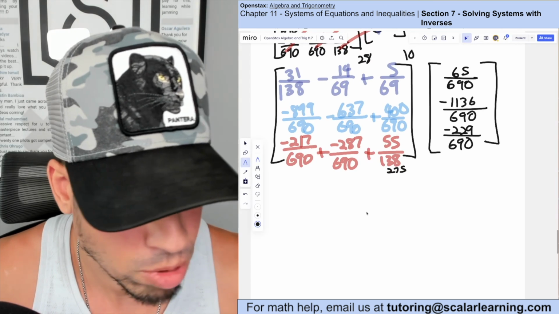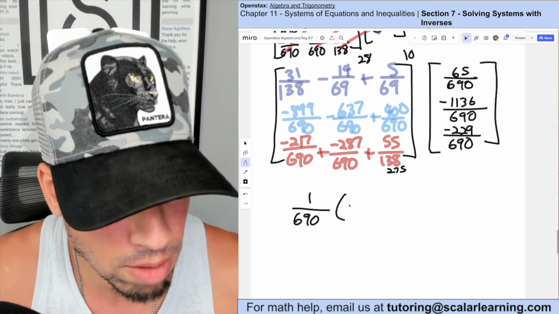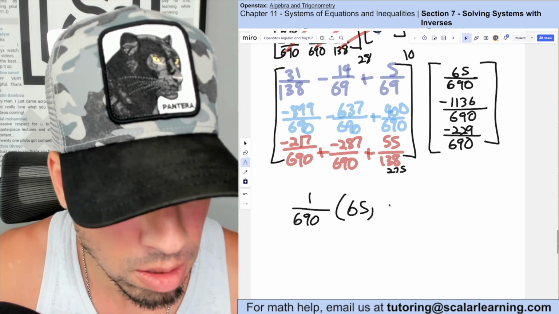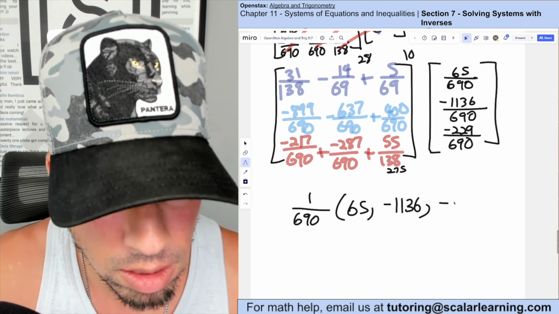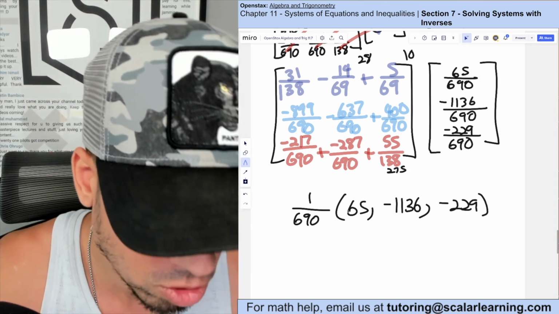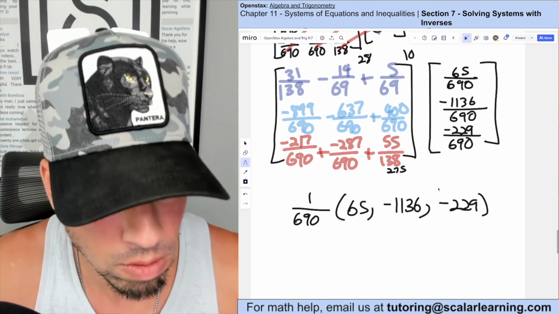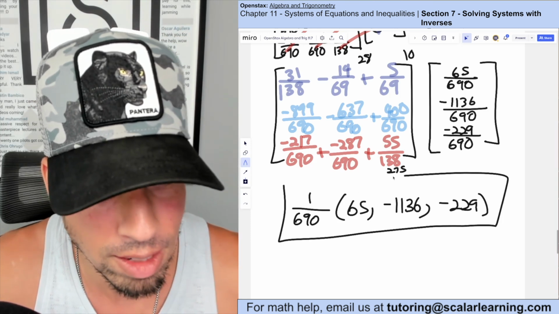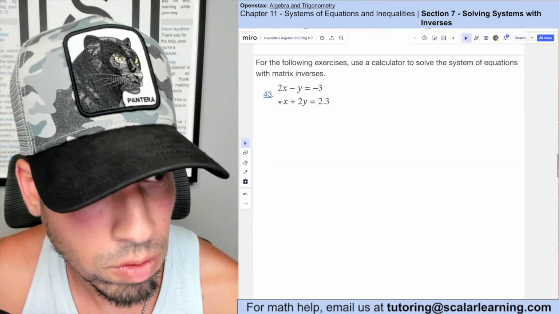Now to give this as they present it in the answer, they factored out the 1 over 690, and we're left with positive 65, negative 1136, and negative 229. So there's your x, y, and z. Of course, with that factor multiplied in would give those final answers. So that is how you do it.